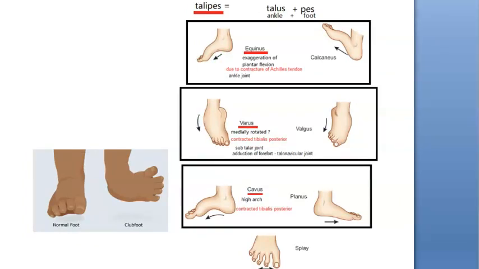And then you have cavus also, that is high arched foot, okay, because of the contracted tibialis posterior. Same contracted tibialis posterior has been blamed in both of these. And here they have blamed the contracture of the Achilles tendon.